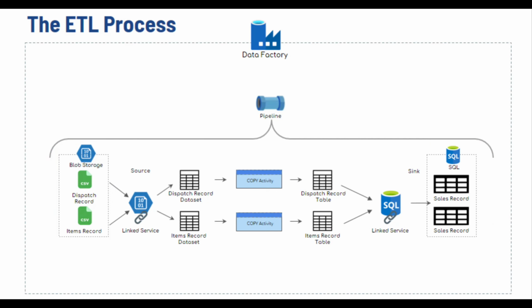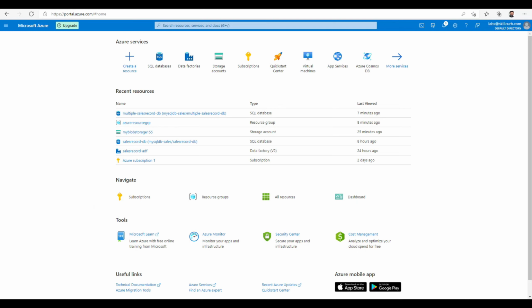For this, there is no direct method. You first need to create a linked service, the first one for the blob storage and the second one for the table's metadata. Then, with the help of copy tool activity, we will copy the data from blob storage to the database table. Let's get started.